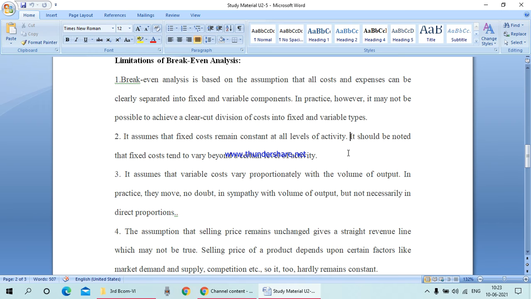It should be noted that fixed costs tend to vary beyond a certain level of activity. It assumes that fixed cost remains constant at all levels of activity. That is one of the assumptions of break-even analysis. Again, it is criticized that fixed costs tend to increase or decrease beyond a certain level of activity.